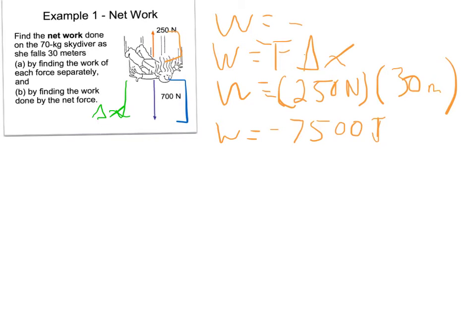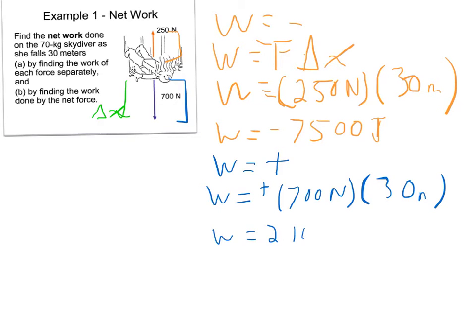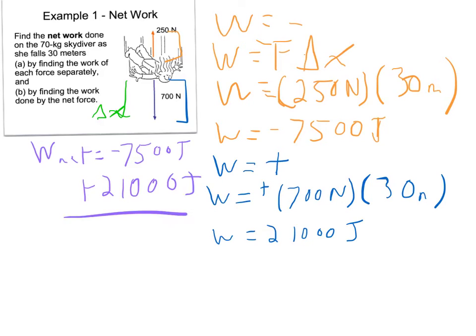joules. Now for the blue force, the force and displacement are in the same direction, so that's going to be positive. Work equals positive 700 newtons times 30 meters. Work equals 21,000 joules. And now for the net work, I just add the two together. Net work equals negative 7,500 joules plus 21,000 joules gives me 13,500 joules.